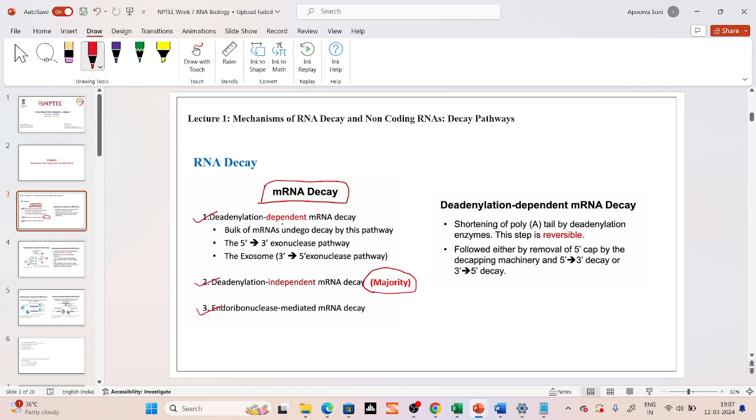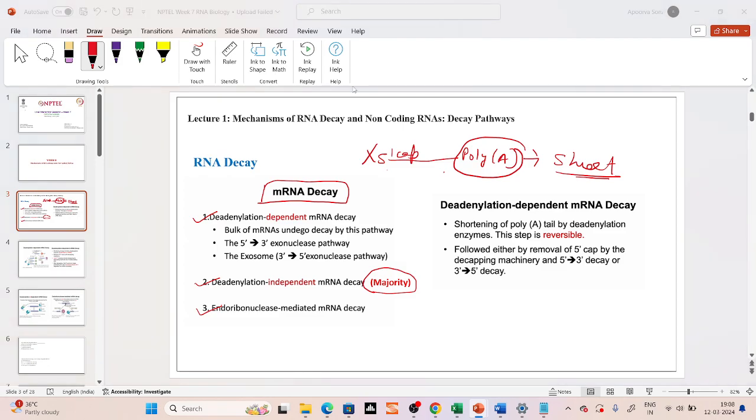Now let's see what is deadenylation dependent mRNA decay. So in this what happens, there is shortening of the poly A tail by deadenylation enzyme. So first, if this is your mRNA and this is your poly A tail, first this poly A tail gets shortened, and then either your 5' cap is removed, so there is 5 prime to 3 prime decay, or because the poly A tail is removed, so 3 prime to 5 prime decay. So either of it can happen.